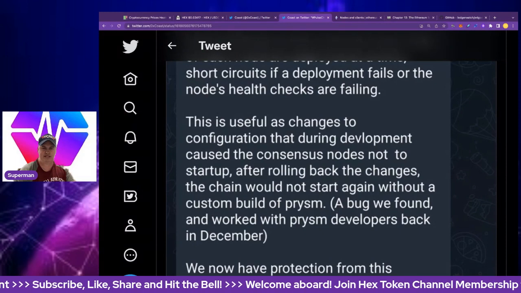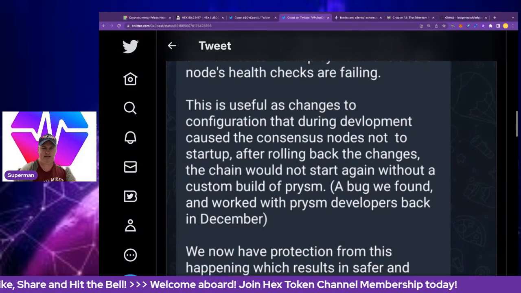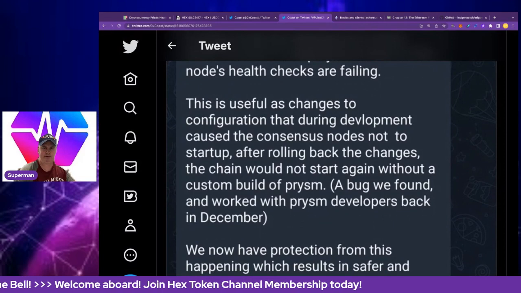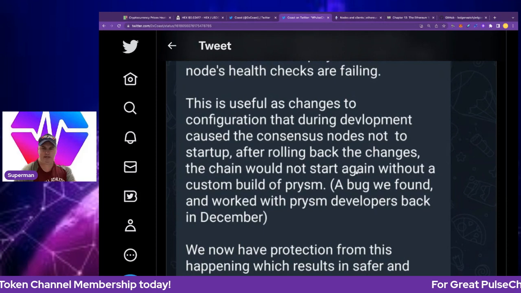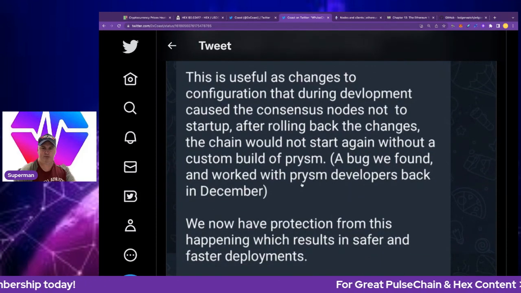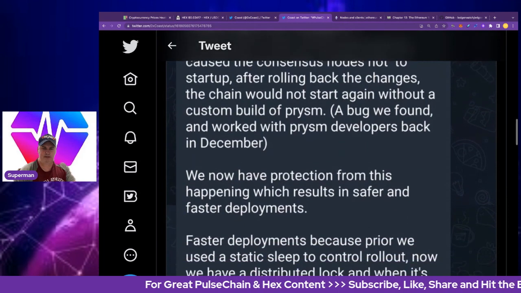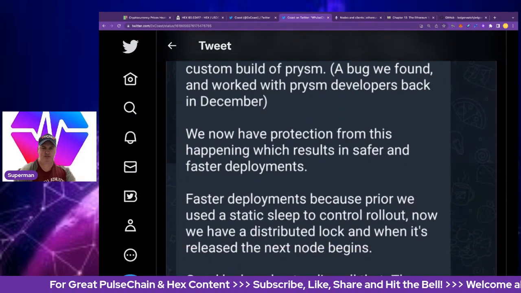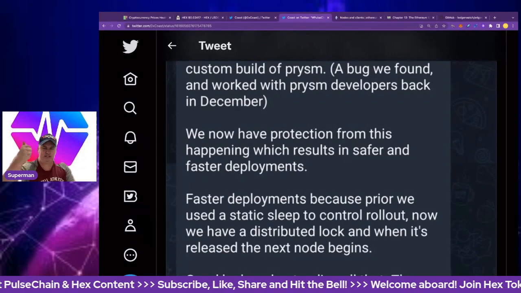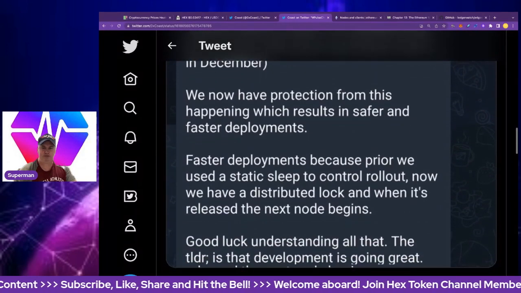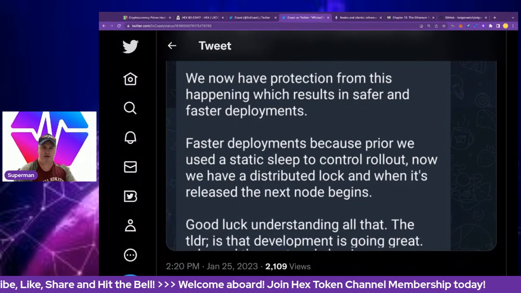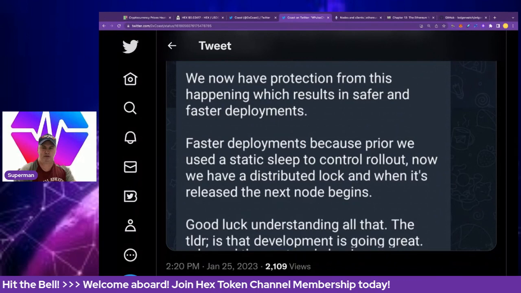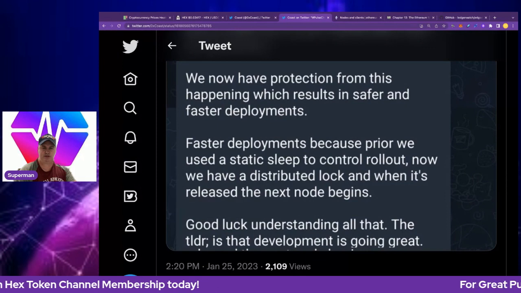After rolling back the changes, the chain would not start again without a custom build of Prysm. Remember, Prysm is one of the consensus level nodes. It was a bug we found and worked on with the Prysm developers back in December, which we've talked about in the past. Looks like they've fixed that up. We have a protection from this happening, which results in safer and faster deployments. That's good news. Faster deployments because prior we used a static sleep to control rollout. Now we have a distributed lock, and when it's released, the next node begins.